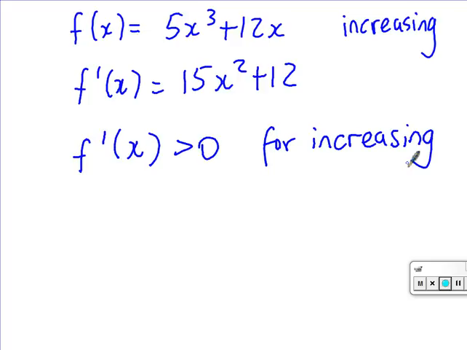Well, thinking about what you know about squaring numbers, whenever we square a number we always get a positive answer. So 15 lots of a positive answer, add another 12 is certainly going to be positive, regardless of what x is. So this function is therefore increasing for all x.